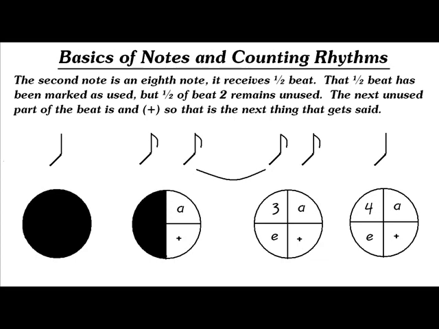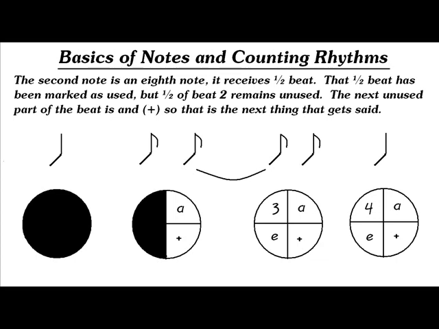So far the count goes like this: 1, 2. The next unused part of the beat is "and," so that's the next thing that gets said. Now there are 2 eighth notes tied together into one sound, not 2. It gets counted "and 3." You could count "and a 3 e," but there's no need to vocalize the "a" and the "e." Only vocalize what is needed. The more you practice counting, the easier this gets.